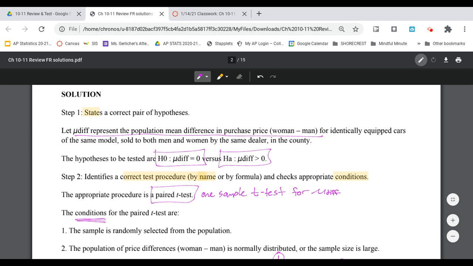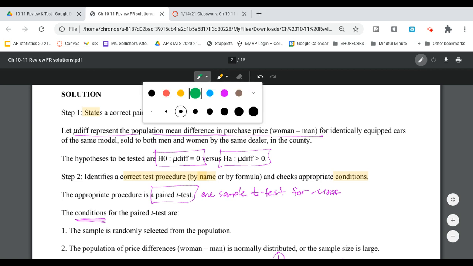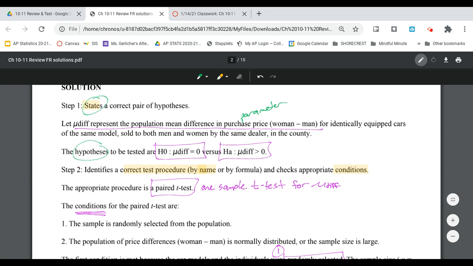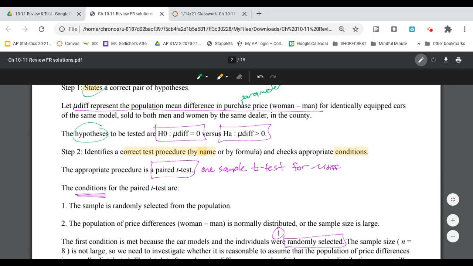So it really is just the SPDC. So we have the state part. They wanted the parameter, and they wanted the hypotheses. So mu diff equals 0, mu diff is greater than 0. They then, for step 2 plan, wanted the correct test procedure, and they say by name or by formula. They called it a paired t-test, which is kind of a shorthand version for it. We've been calling it by its full name, one sample t-test for mu diff.